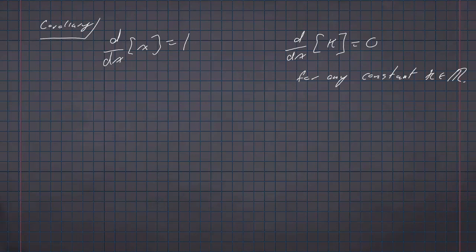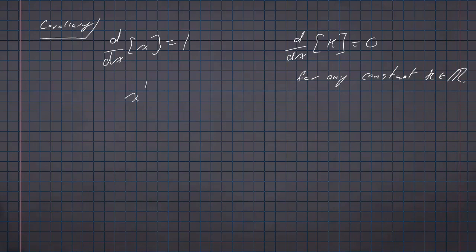Two quick corollaries. The derivative of x is 1, and the derivative of any constant is 0. And these aren't difficult. They follow exactly the rule that we just talked about, although they're easy to forget that the rule still applies. Because x is the same thing as x to the first.